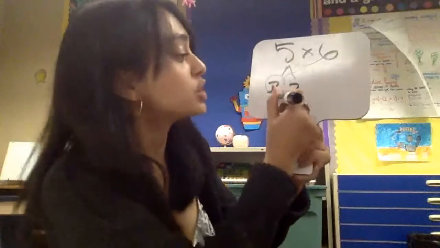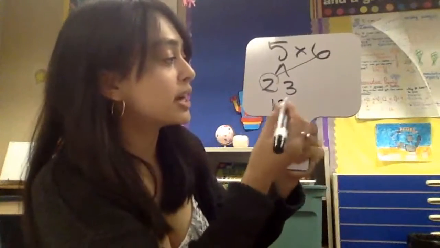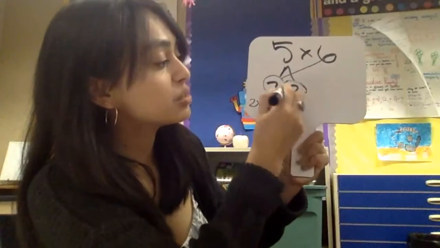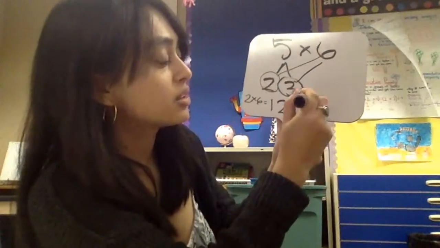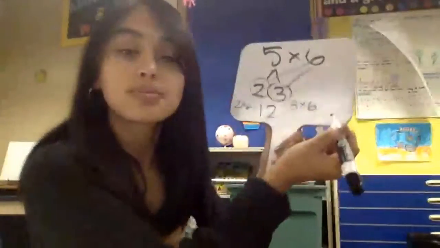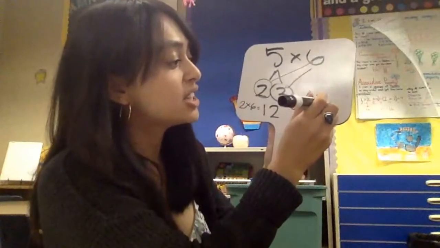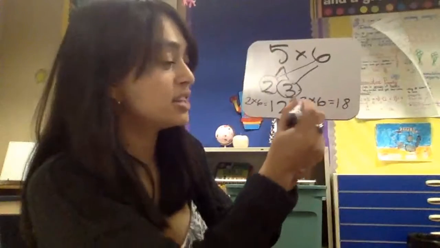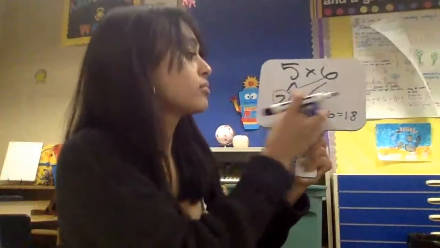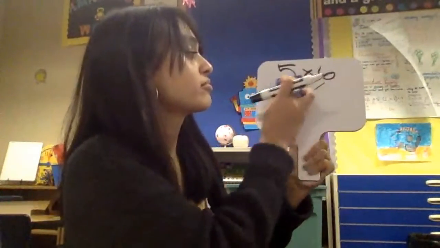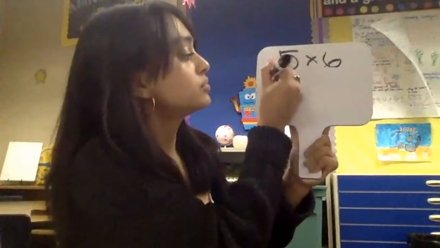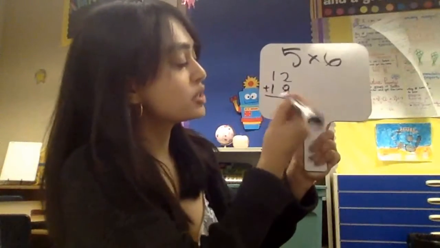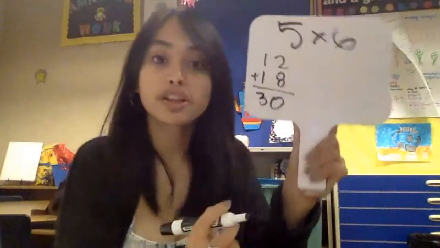2 times 6 is 12, which we just figured out. Now we need to multiply our 3 and our 6. 3 times 6, also a pretty easy one. We know that that's 18. So now all we have to do is add our 12 and our 18. And when we do that, we get 30.